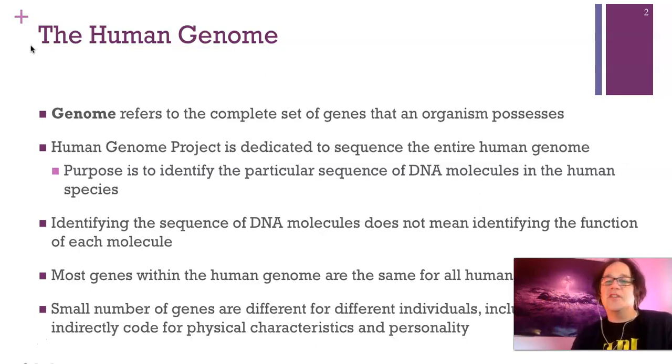Really, there's a small number of genes that are different for different individuals, including genes that indirectly code for, say, physical characteristics. So we have different genes that are going to produce differences in physical characteristics, but some genetic or personality theorists who are interested in biogenetics will also say that humans have differences in genes that will indirectly code for personality characteristics as well.